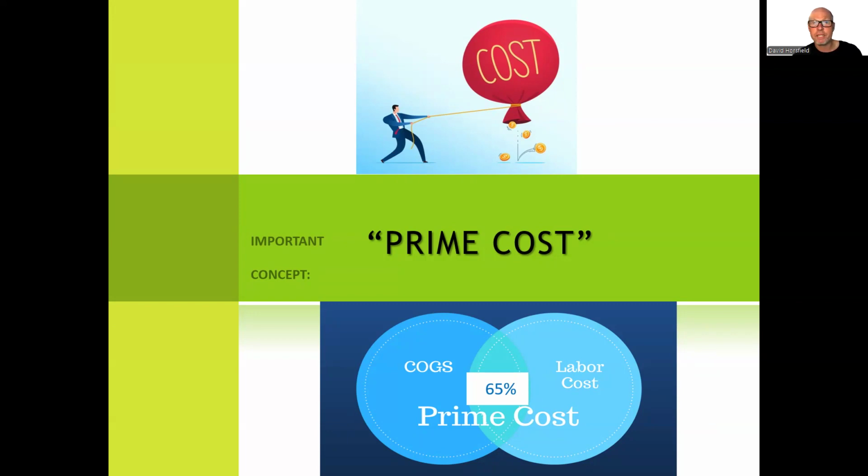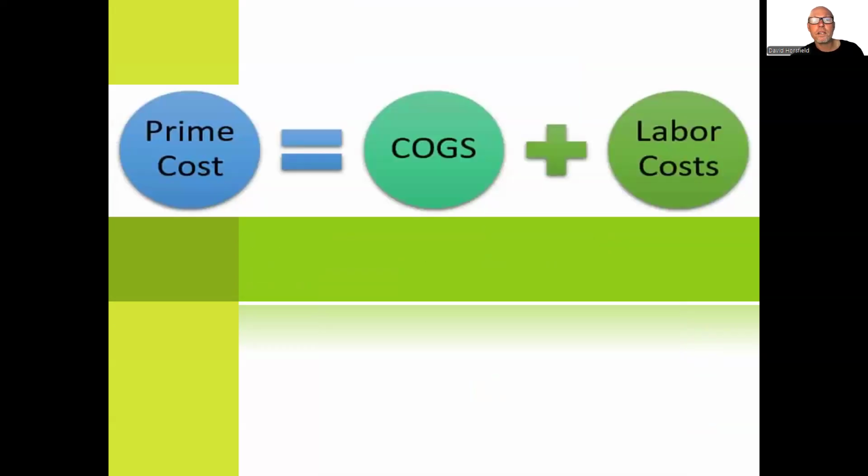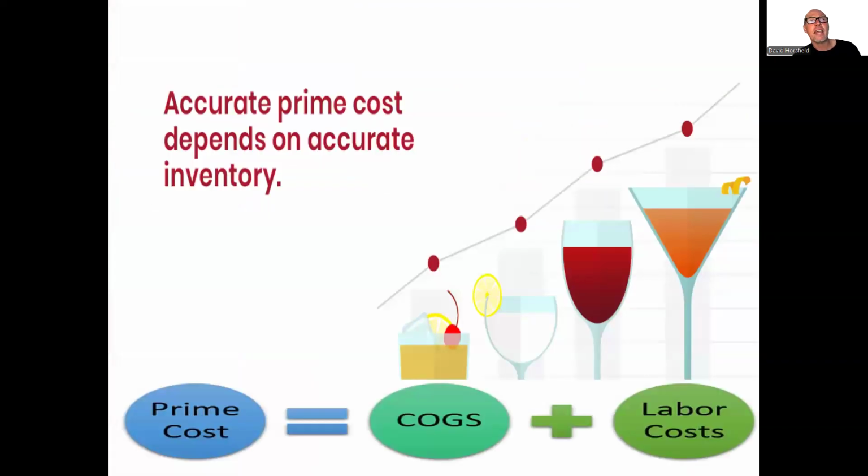And the number of 65% is going to be a key figure when we're talking about prime cost. Prime cost is the cost of goods sold plus labor costs together. Cost of goods sold plus labor cost equals prime cost. It's so important it gets its own name. It's called prime cost.